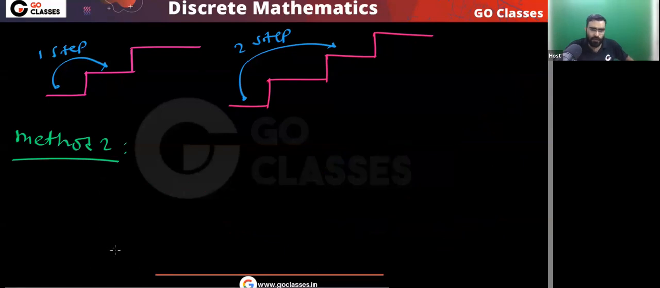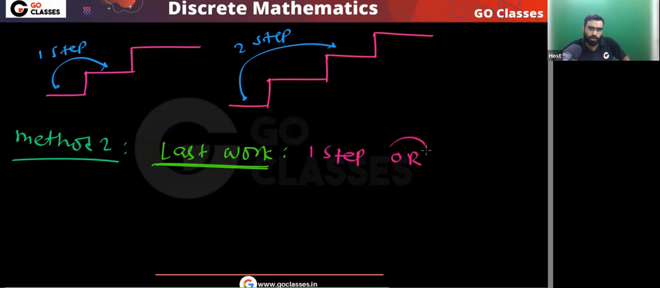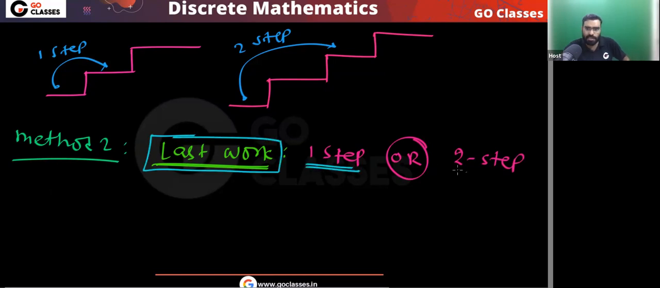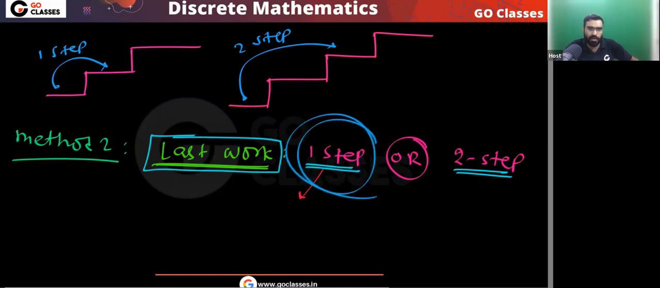So tell me, what can your last work be? Your final work, your last work. Either you can take 1 step, or you can take 2 steps. Agree with me? Your last work can be either 1 step or 2 steps. If you are doing this last work, how many stairs have you already climbed? N minus 1. Yes or no?